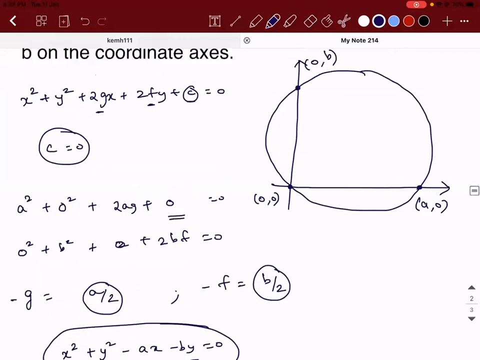This is the logic you did with the general equation, but I'm going to use some basics from your lower grade. Concentrate well. Listen. If I join these two points, I'm going to get a straight line. Correct? So here the angle is 90.